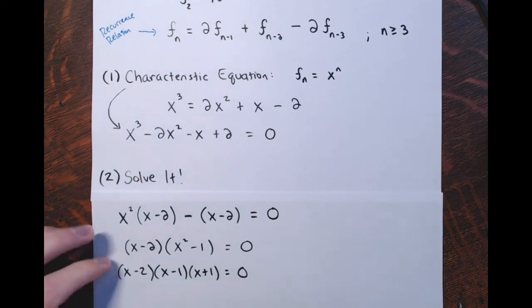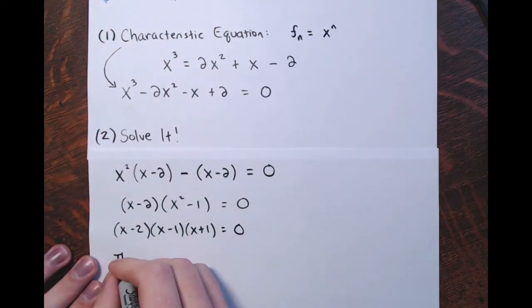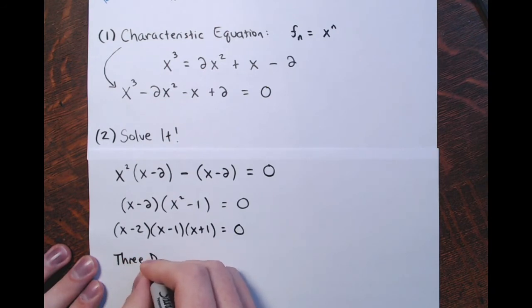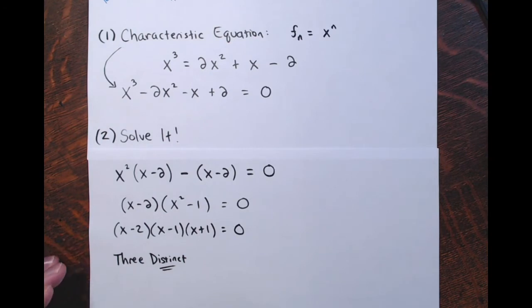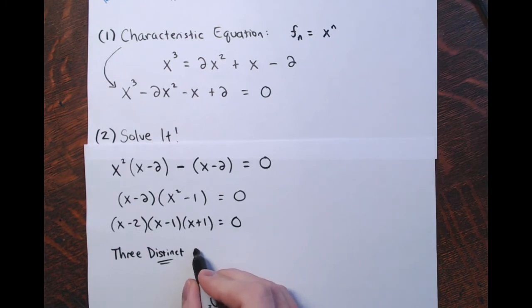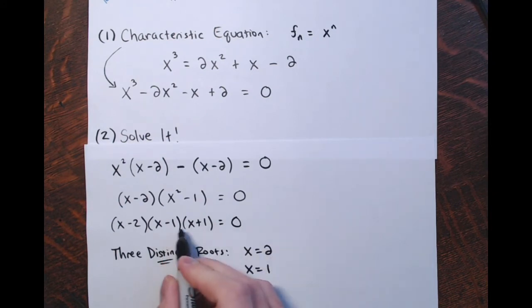And so we have 3 distinct solutions, right? We have 3 distinct, meaning different, right? Each one of these solutions would have a multiplicity of 1. We have 3 distinct roots. We have x equals 2, x equals 1 and x equals -1. Right?